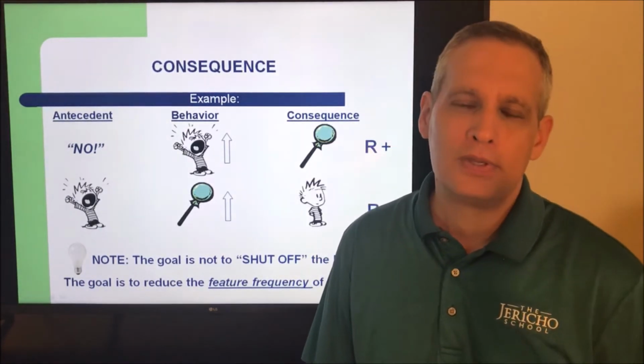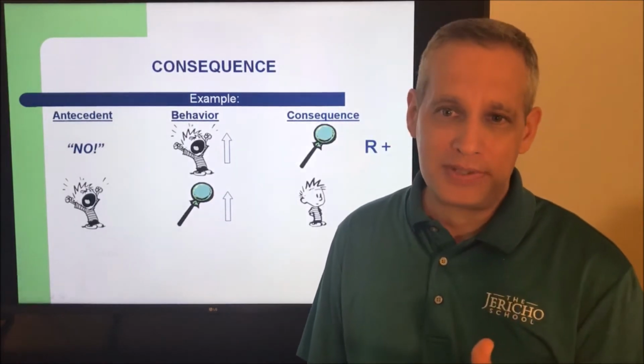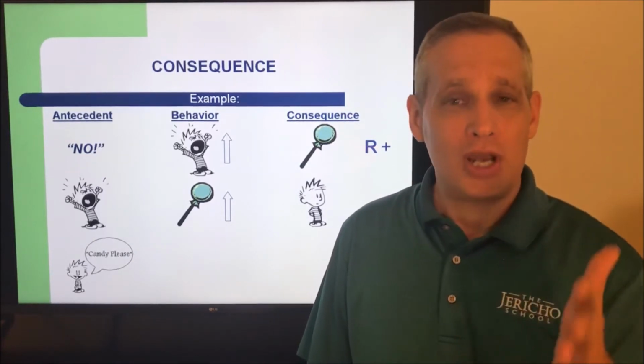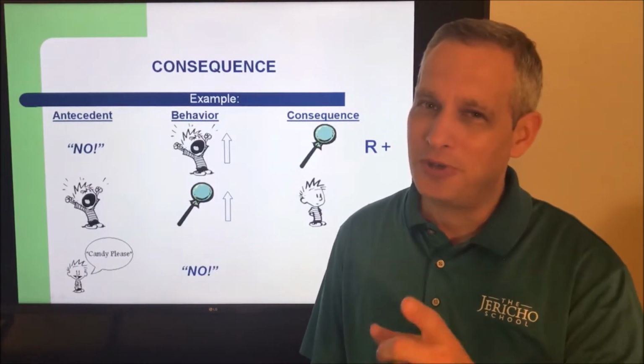That's the goal. So there's also more going on here. We're looking at the tantrum behavior again. And before the tantrum happened and before mom said no, the child asked, hey, can I have some candy? And then mom engaged in the behavior of saying, no, you can't have the candy.